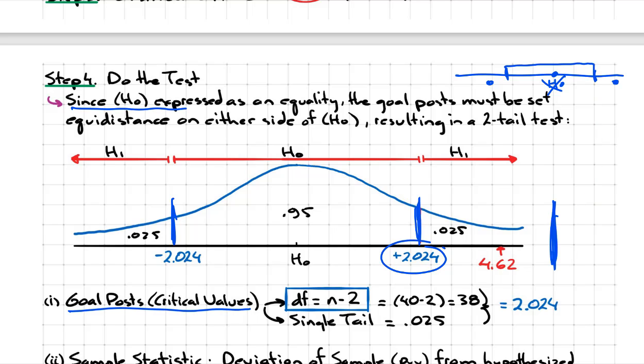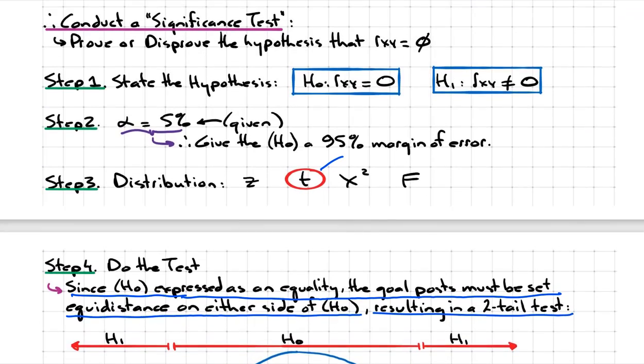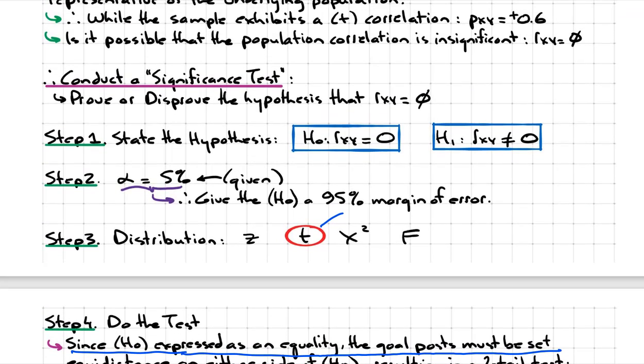Now, since the null is expressed as an equality, the goalpost must be set equidistant on either side of the null, resulting in a two-tailed test. And we've seen this from previous modules for hypothesis tests. The way the test is set up is based on how the null is presented.